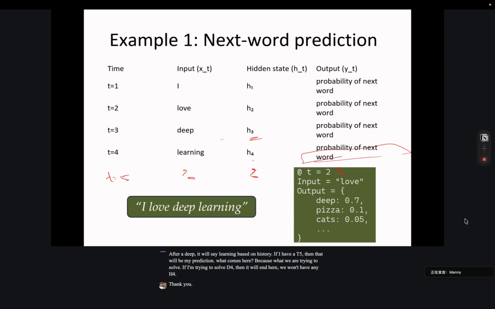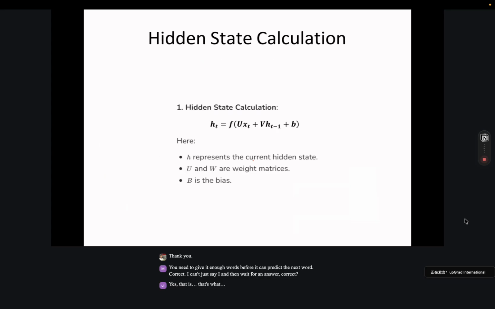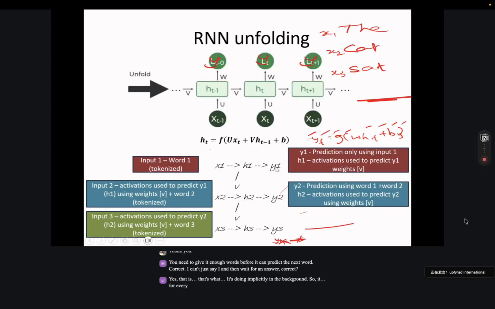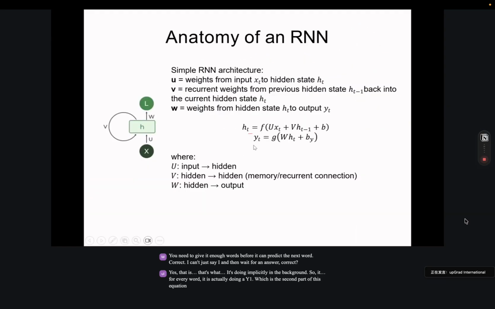So you need to give it enough words before it can predict the next word, correct? I can't just say "I" and then wait for an answer, correct? Yes, that's what it's doing implicitly in the background. For every word, it is actually doing a y1, which is the second part of this equation. But we are not generally interested in that. We are really interested in the HT part of the y1. We take just this part, we feed it to the next unit.